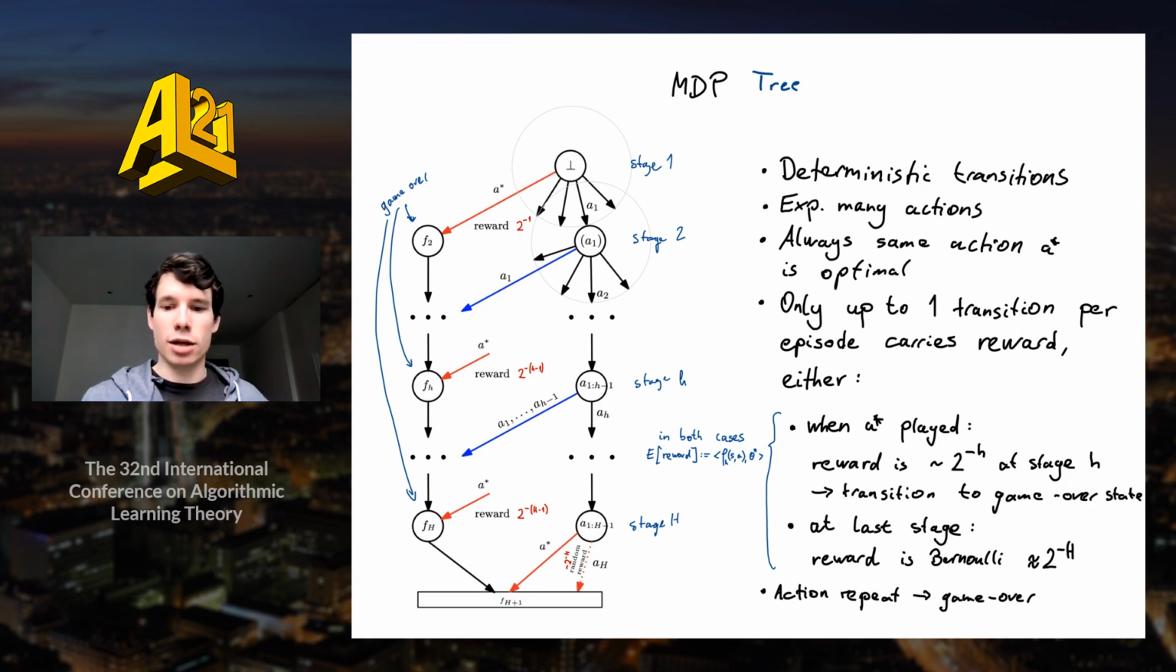Okay, the only other way in which there will be any reward is when we are in the last stage. Then no matter what action we pick, the reward is going to be a Bernoulli with expectation that will roughly scale with 2 to the minus capital H. So the same sort of geometric rate, but in this case, it's at the end of the episode, and this expectation is extremely tiny. There is another technicality, which is that if you repeat an action at any point, you get to a game over state and you don't actually observe any reward at all. This is just to discourage the planner to use the same action twice in an episode.